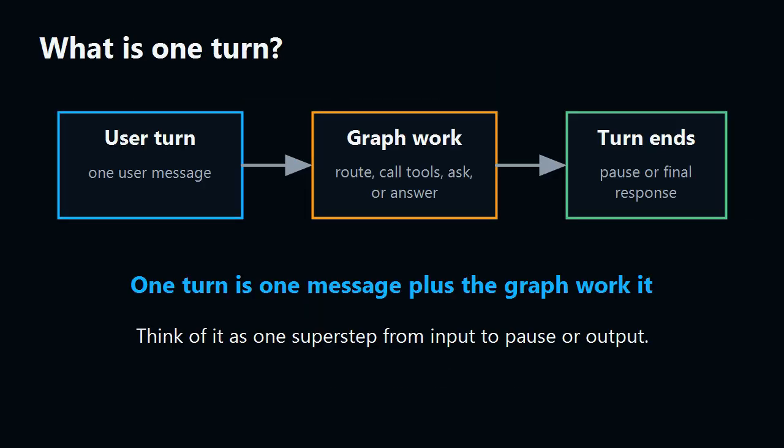One turn is one user message plus the graph work triggered by that message. You can also think of it as one superstep from input to pause or final response. If the graph can answer or safely stop, the turn ends there.